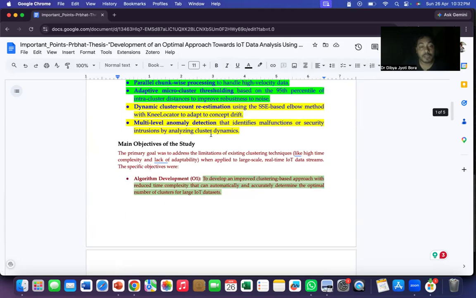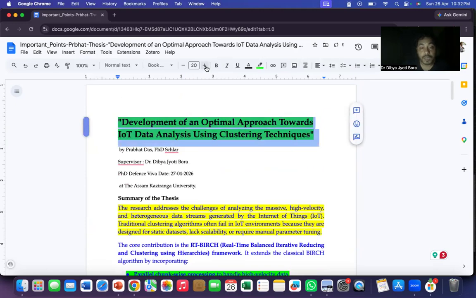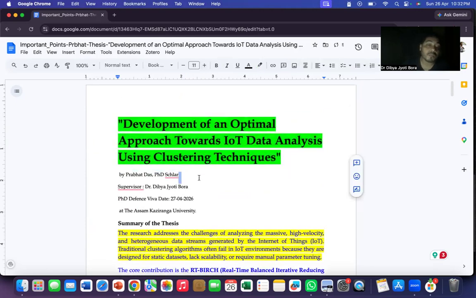So that way you can say that our algorithm or our work is a bit novel, right? Which is required for a PhD work.